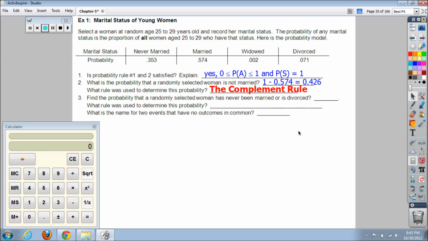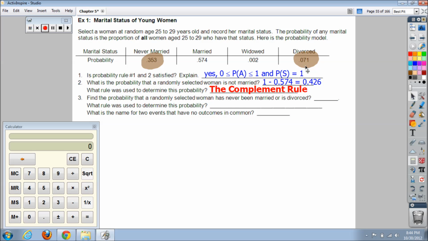And that's something we'll talk about later on in the chapter. We'll talk about there are times where a person could be in both of these categories. And then what do you do with that? Because technically you've counted them twice. But again, you cannot have a woman that has never been married and has been divorced. Okay? So we just need to look at never been married, 0.353, and divorced, 0.071.